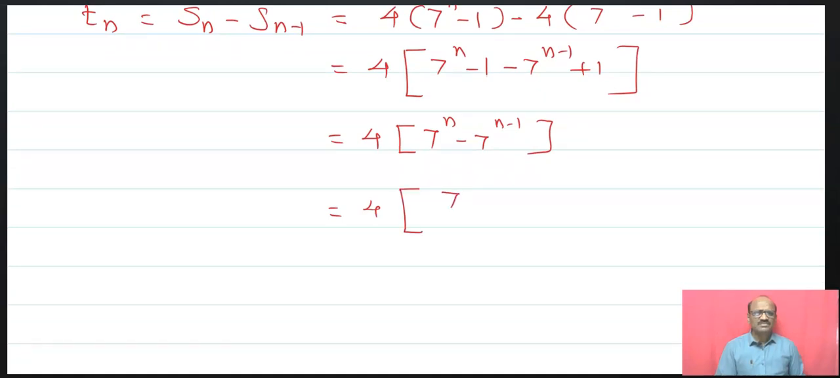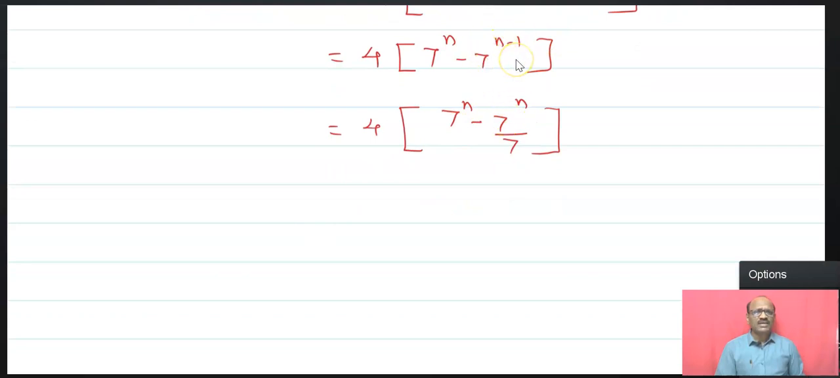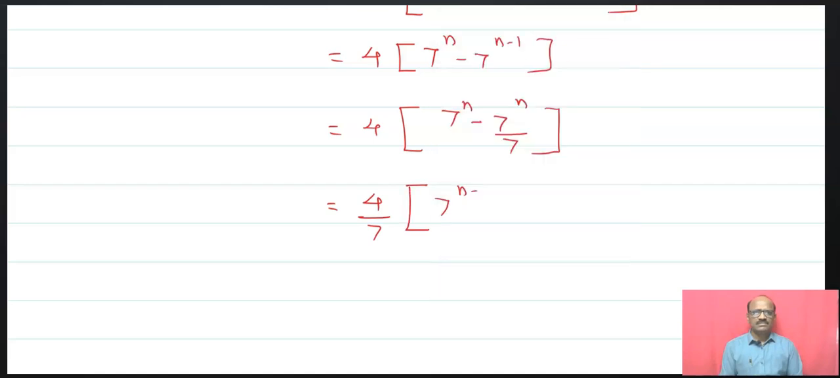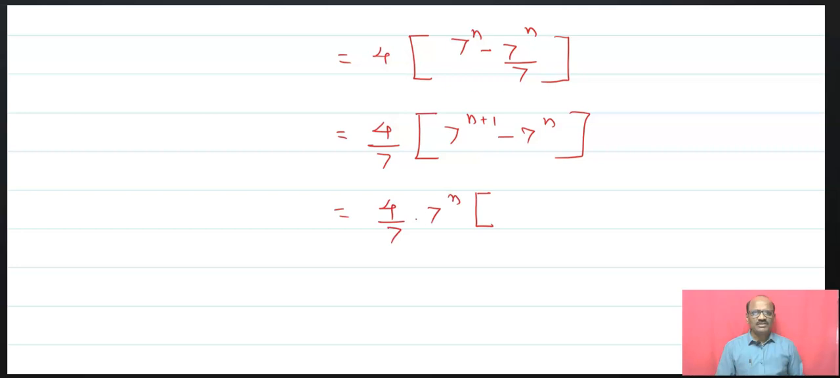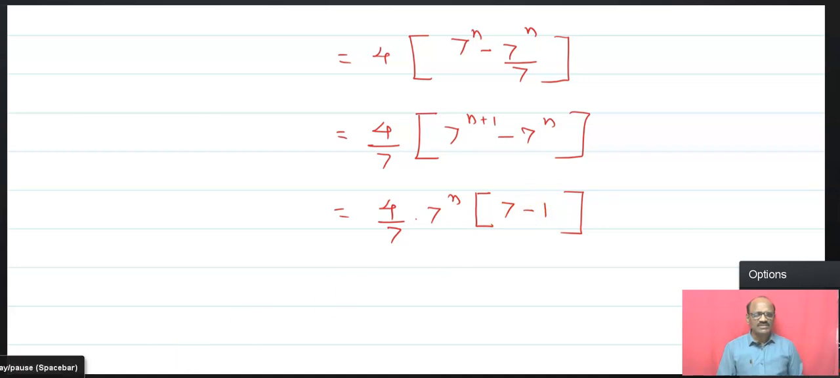Now simplify this. It can be written as 7 raised to n minus 7 raised to n and 7 raised to minus 1. This is a very important step: when it comes to the denominator, its power becomes plus. Now 7 raised to n into 7 means 7 raised to n plus 1 minus 7 raised to n upon 7. Take this 7 outside the bracket, and you get 4 upon 7. Now take 7 raised to n as common; in the bracket you will get 7 minus 1, that is equal to 6.